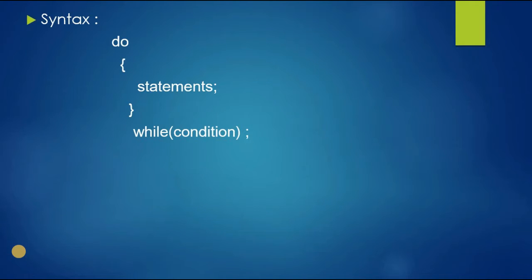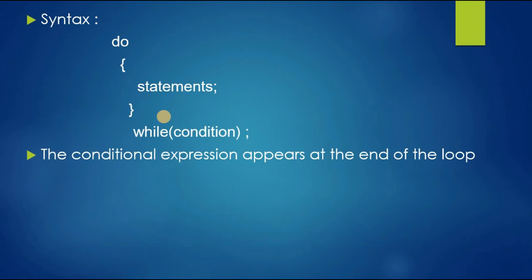Here is the syntax for a do while. Here we are seeing first we write do, then we open the curly bracket, inside that we write statements, then we close the curly bracket, then while, and the condition is written inside the round bracket. This is the syntax for the do while loop. Here the condition comes at the end of the block. The conditional expression appears at the end of a loop.